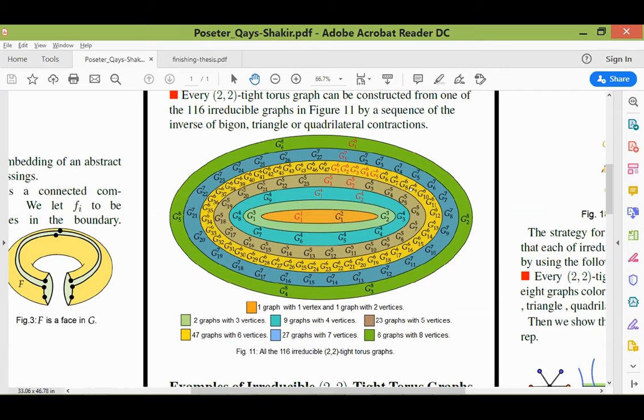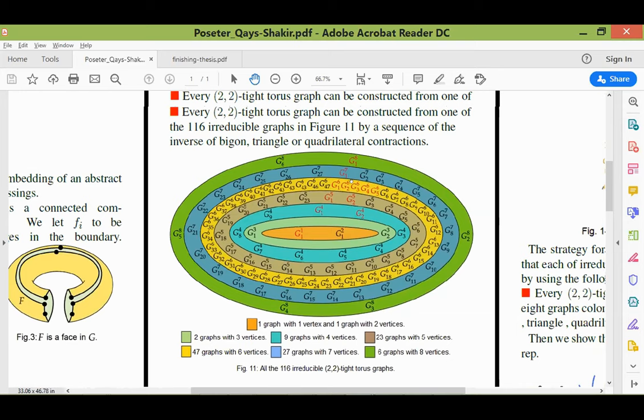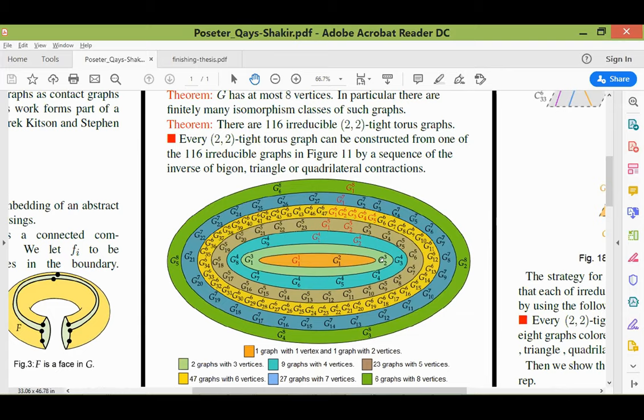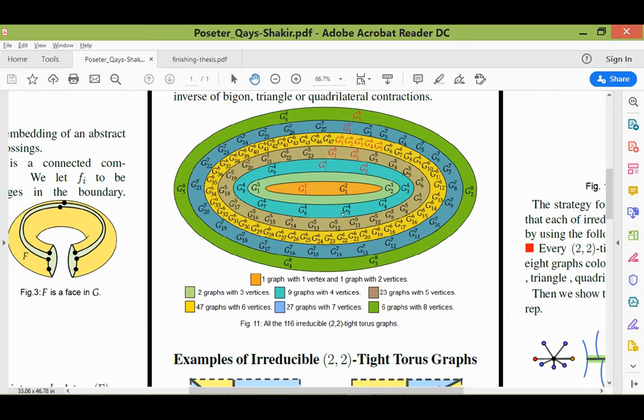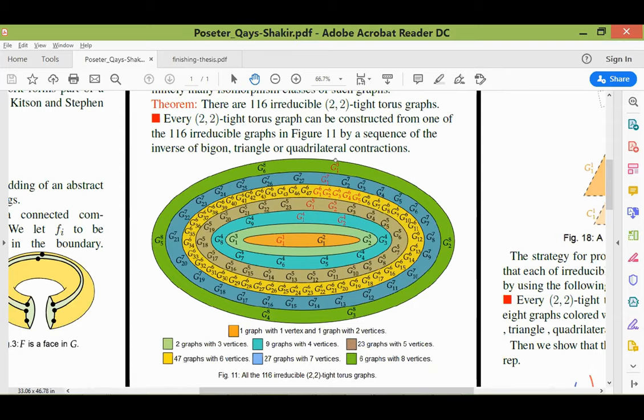So at this stage, we were able to build the class of 2-2 tight torus graphs, and this ends our project, which showed that we can build any 2-2 tight graph from one of these 116 by a sequence of the three double single inductive moves that I talked about earlier.